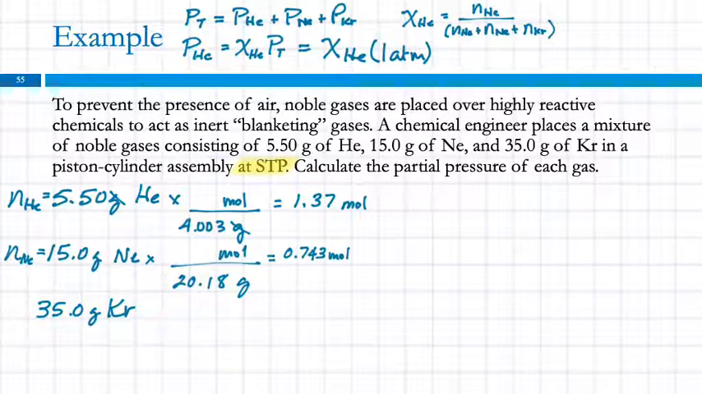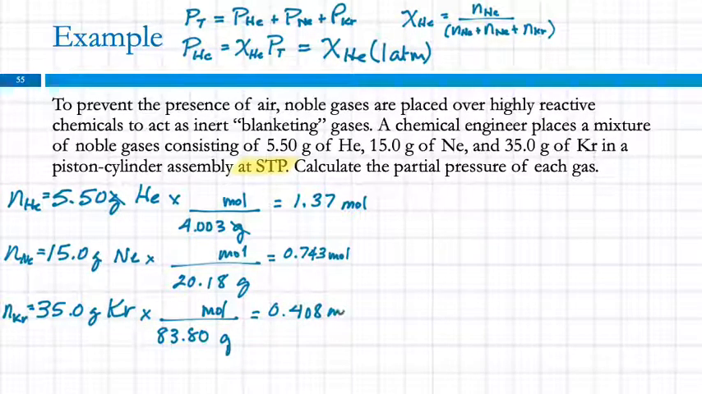And the moles of krypton is the mass of krypton times moles over grams. We need the molar mass of krypton, which is 83.80. 35 divided by 83.8. 0.408 moles.